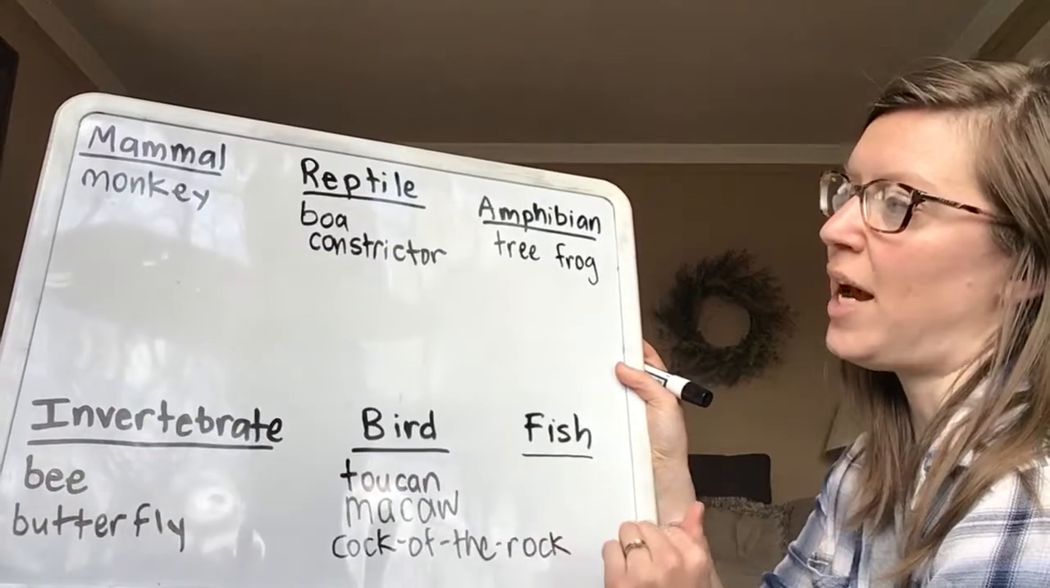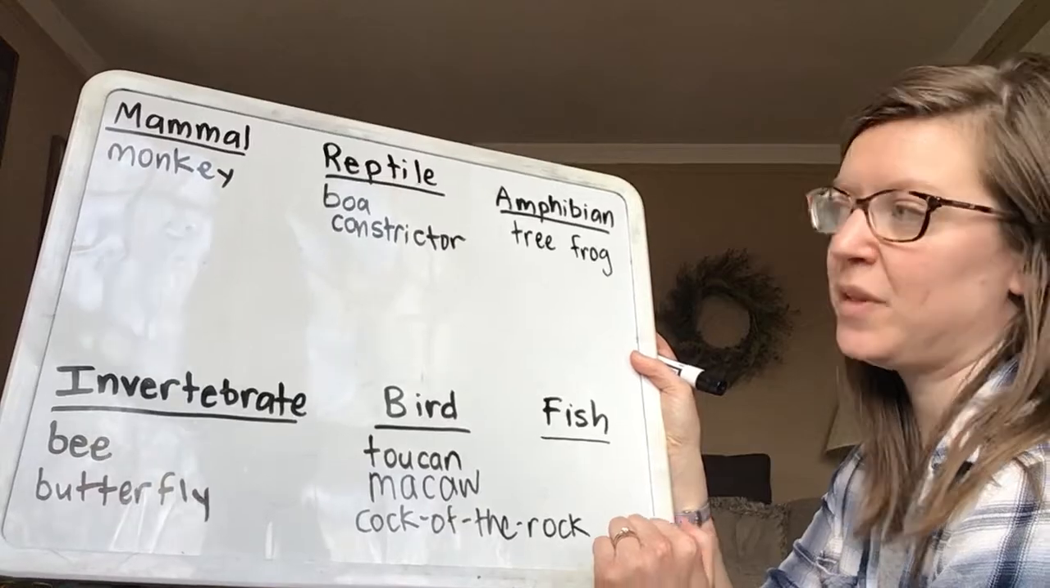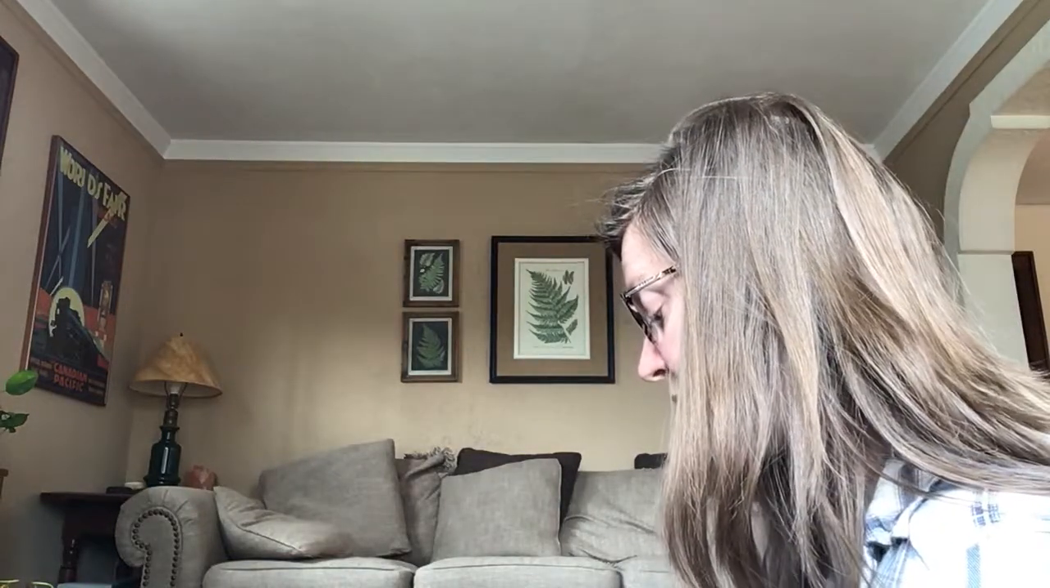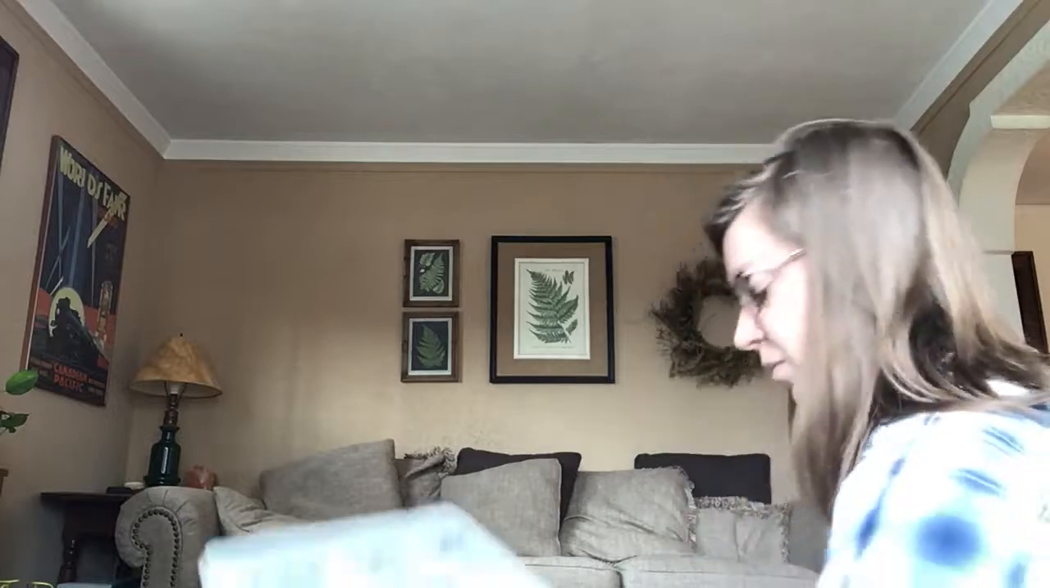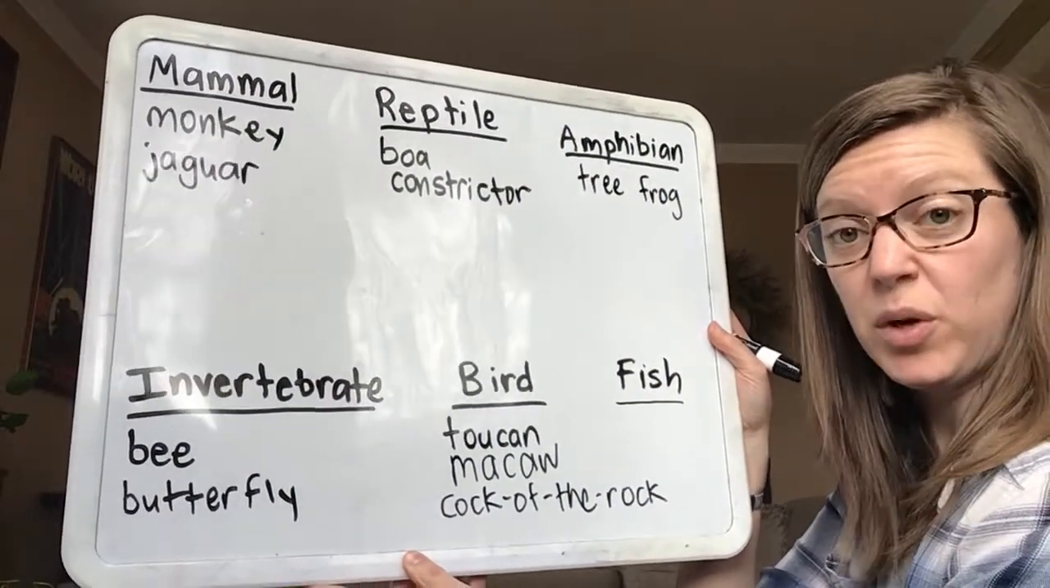Up next, I've got jaguar. Thinking about our categories of animals, what do you think? If you guessed mammal, you're correct. It's warm-blooded, it has fur, gives birth to live young. So a jaguar is a mammal. Okay. The next one we have listed is a porcupine.